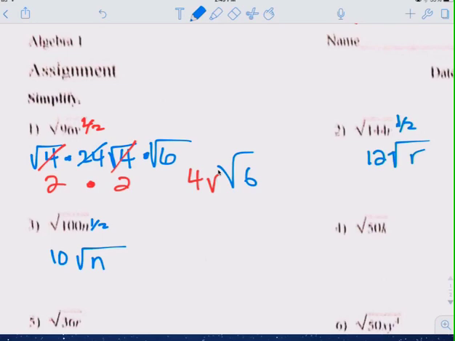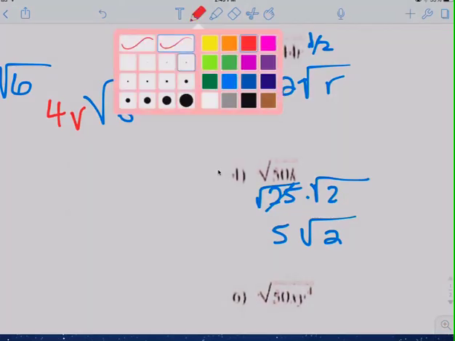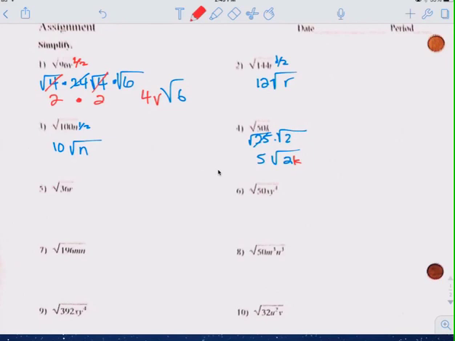Number 4, 50. What did you use for 50? 25. 25 and 2, right? Square root, you get 5. Square root of 2. How about the K? You divide that by 2, but since it can't be divided, it just remains. Okay? So you understand the remain one.